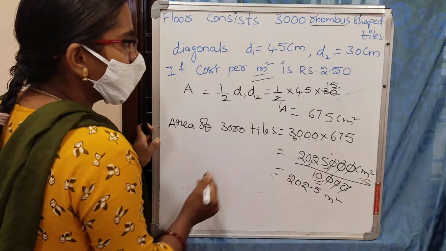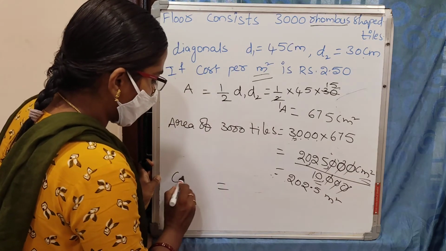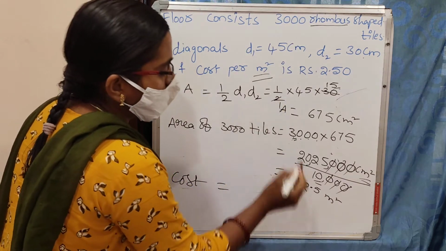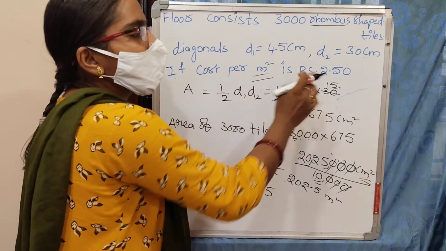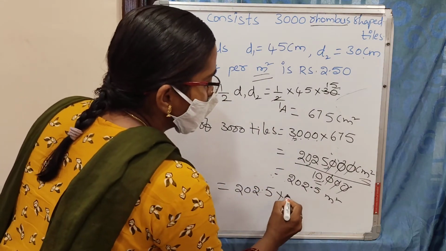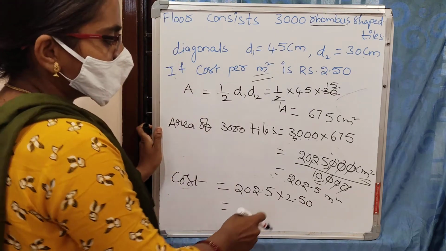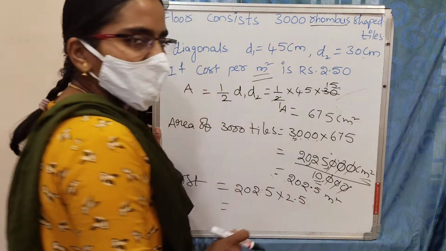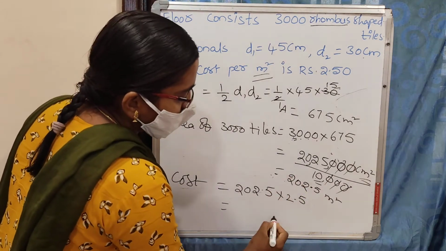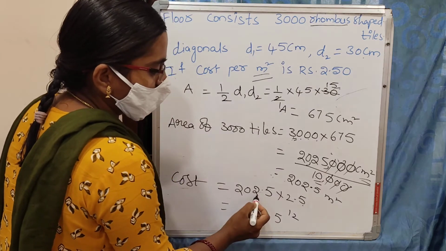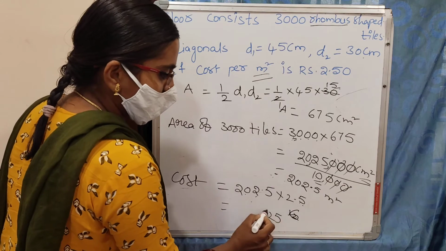So per 1 meter square is 2 rupees 50 paisa. So the cost of polishing the total room: the area is 202.5 and the cost per 1 meter square area is 2 rupees 50 paisa. So multiply this. 2.50 means we can take it as 2.5. So assume this as 25 for now. 25 5s are 125. 25 2s are 50 plus 12, 62. 25 0s are 0 and plus 6, 6.